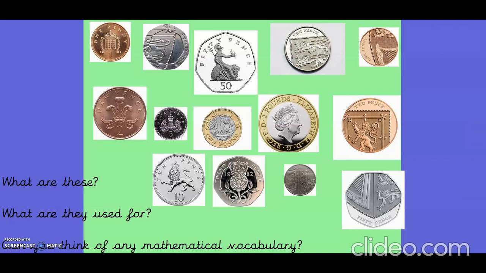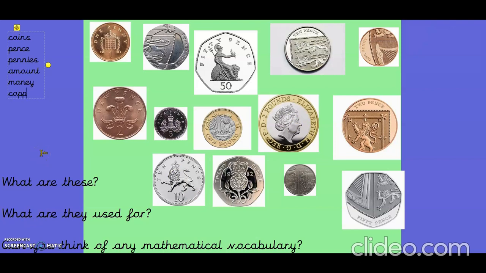And some other special mathematical words that we might use to describe them. So we said coins, we said pence or pennies, an amount. They're all different types of money is what we're going to be thinking about today. What do you notice about the different colours? Are all of these different coins the same amount of money? What do you think? Are they all the same, or are they different?